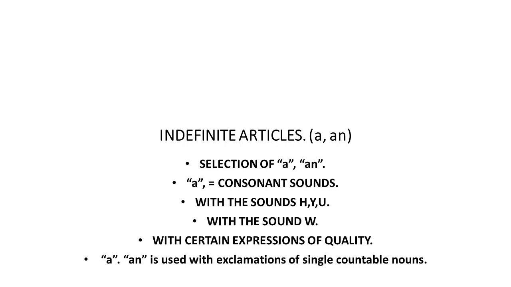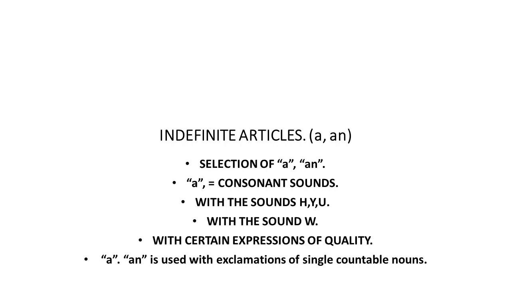Students, sometimes you also make mistakes in recognizing the consonant and vowel sounds. So, for your convenience, some more examples of consonant sounds, like a is used with the h sound, with the y sound that is created by y and u. Letters y and u create the y sound. For example, a historical building, a youth, a university. Though youth and university start with y and u, still these are words that start with consonant sounds. That is why we use a with university and youth. More examples: a year, a hell, a yard.